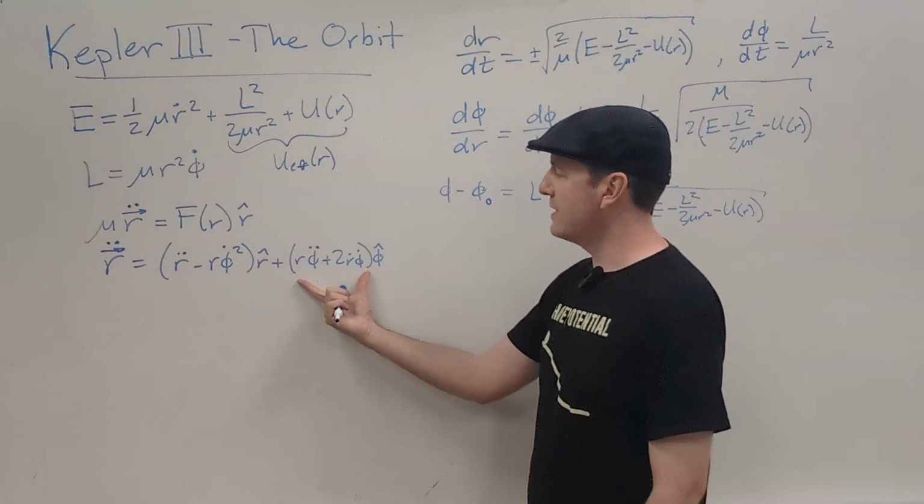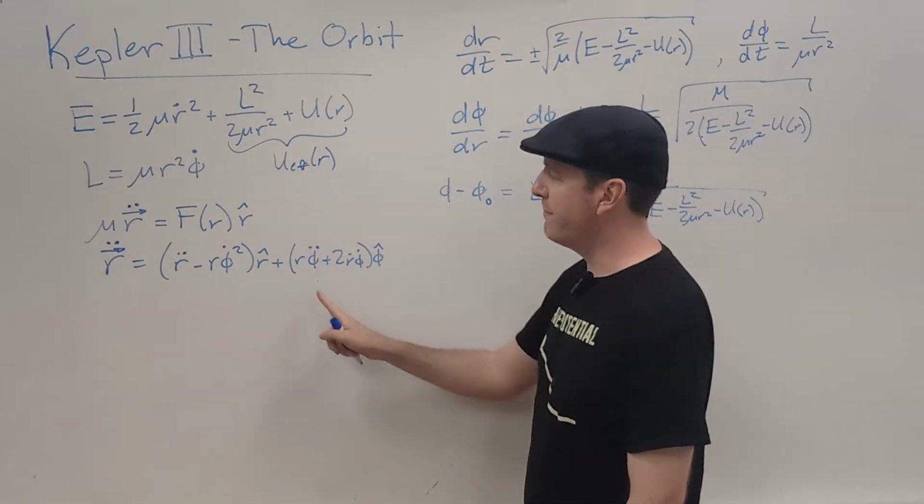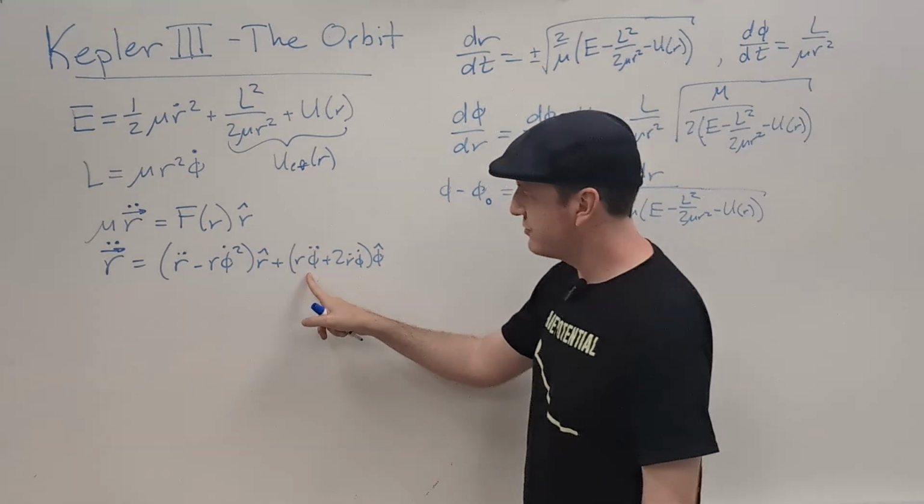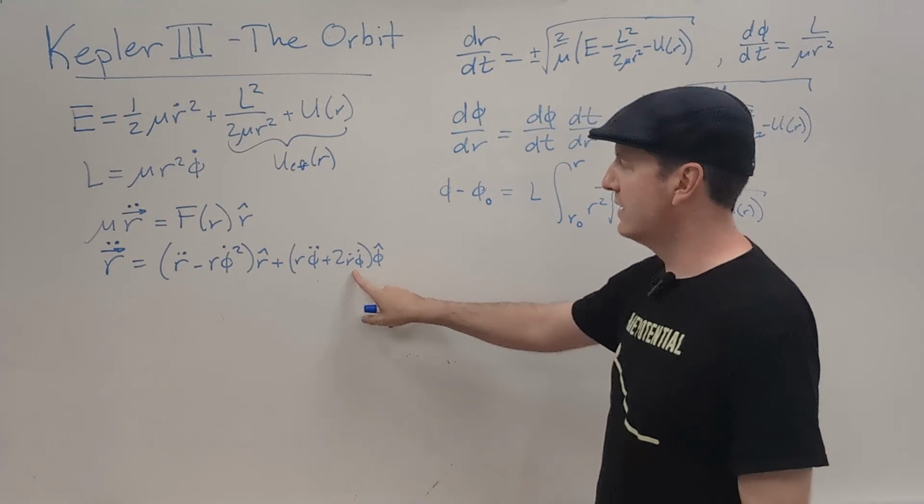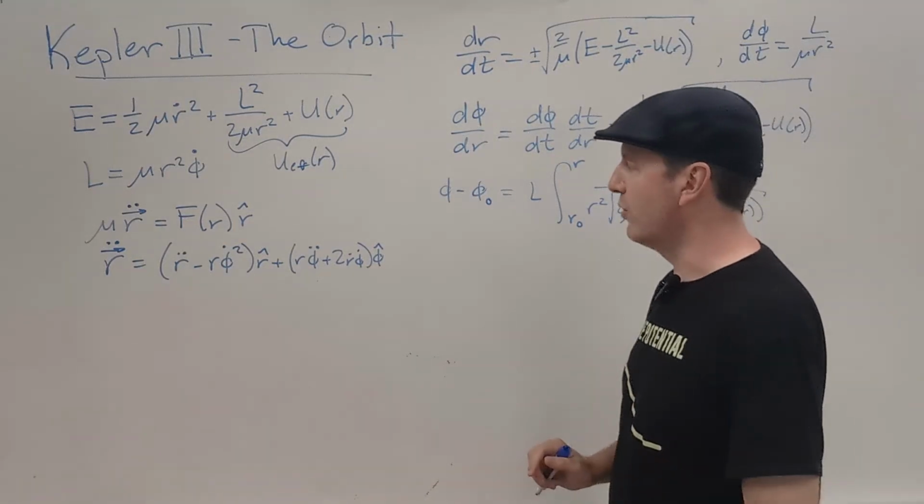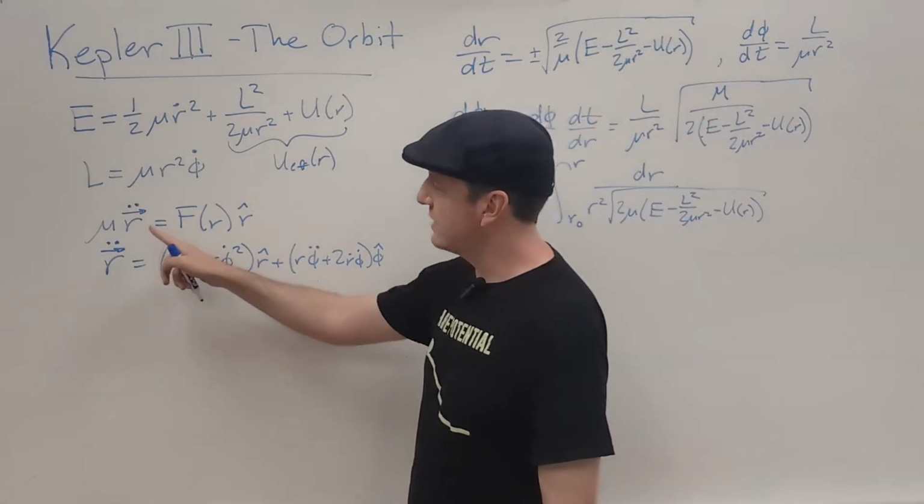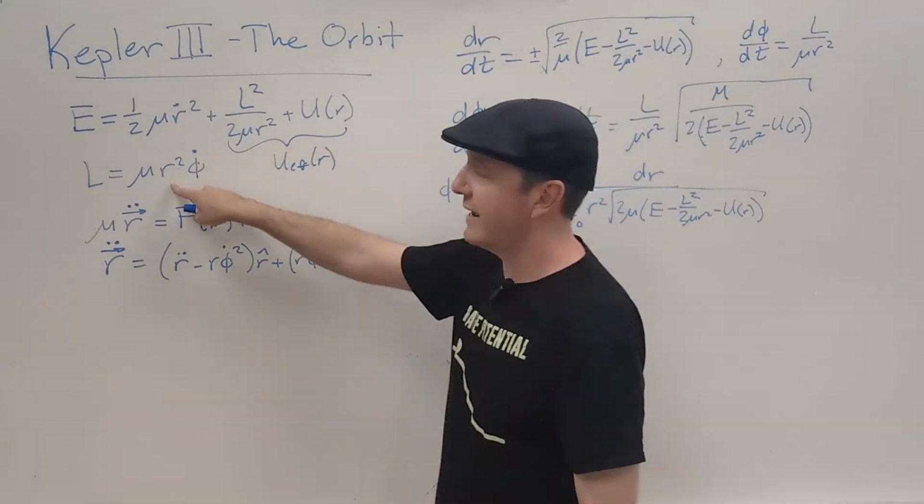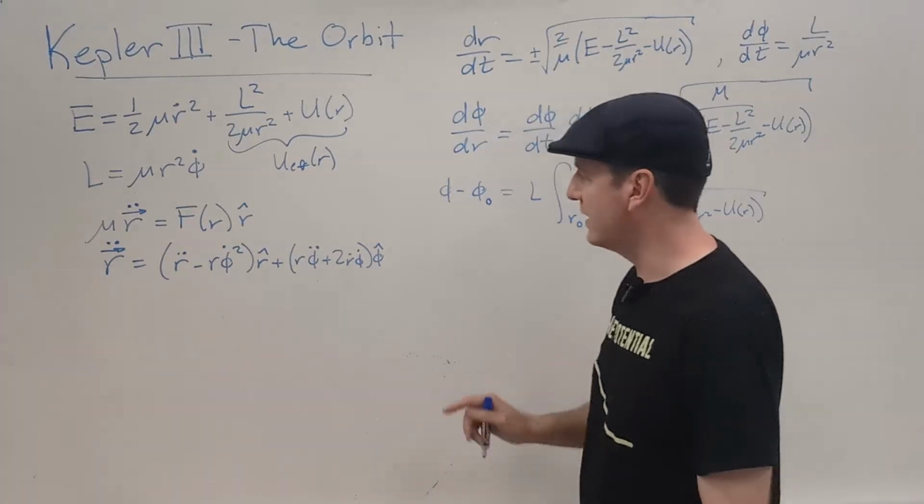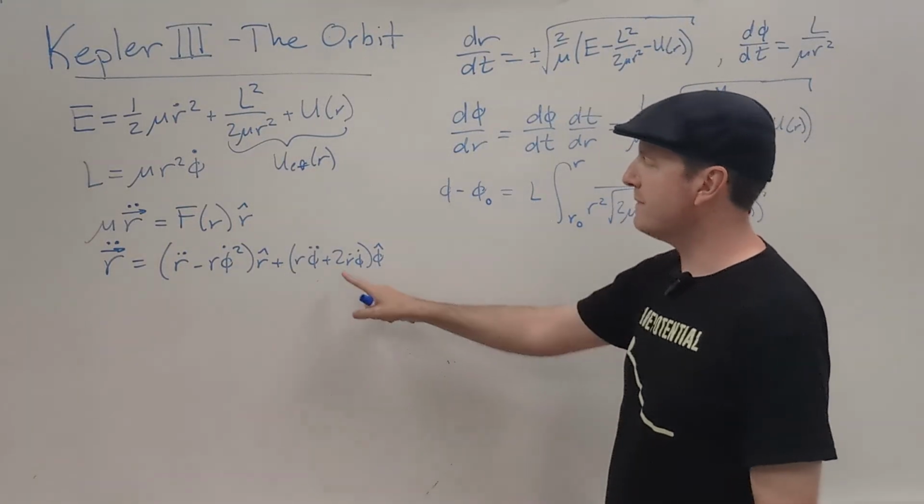And then there's a piece that goes in the phi hat direction, which is perpendicular to that. We have our usual angular acceleration piece, and then a Coriolis type term, which depends on r dot and phi dot together. So we've kind of looked at that before. In our case, since we're looking at central potentials, this term is 0. And in fact, that's another way of getting back to conservation of angular momentum that I'll leave off for now.